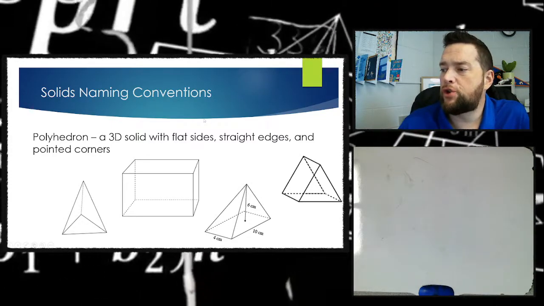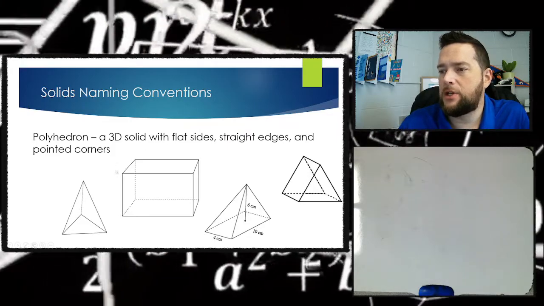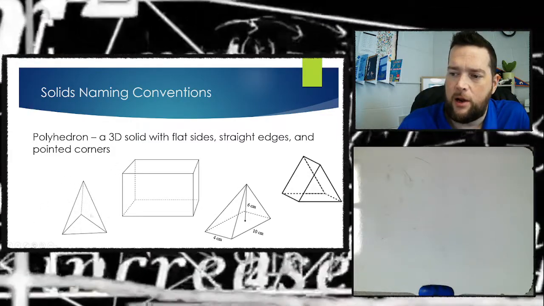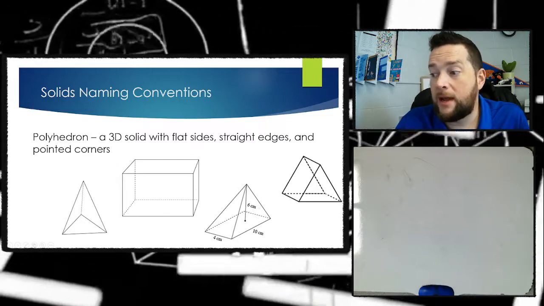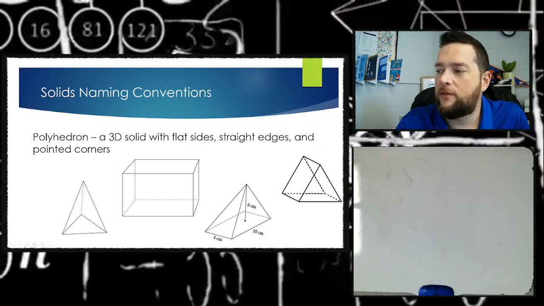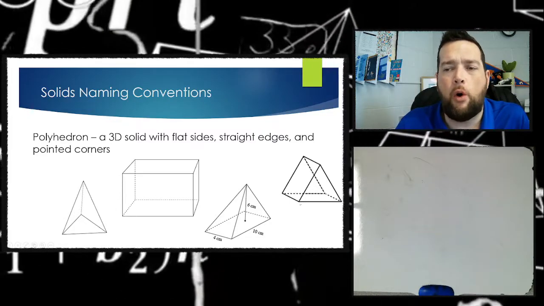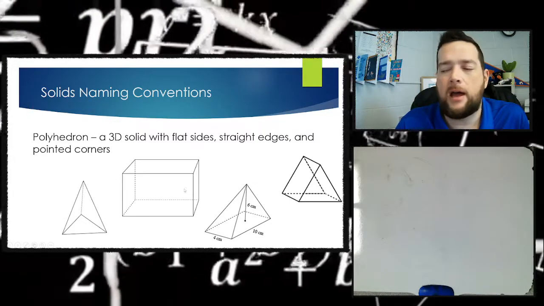Now you see here on your screen, you've got all kinds of different polyhedrons. You've got a pyramid right here. That's a triangular pyramid. You've got a rectangular prism. You have a rectangular pyramid right here. And then you've got a triangular prism. So we're going to go over how to just name those.